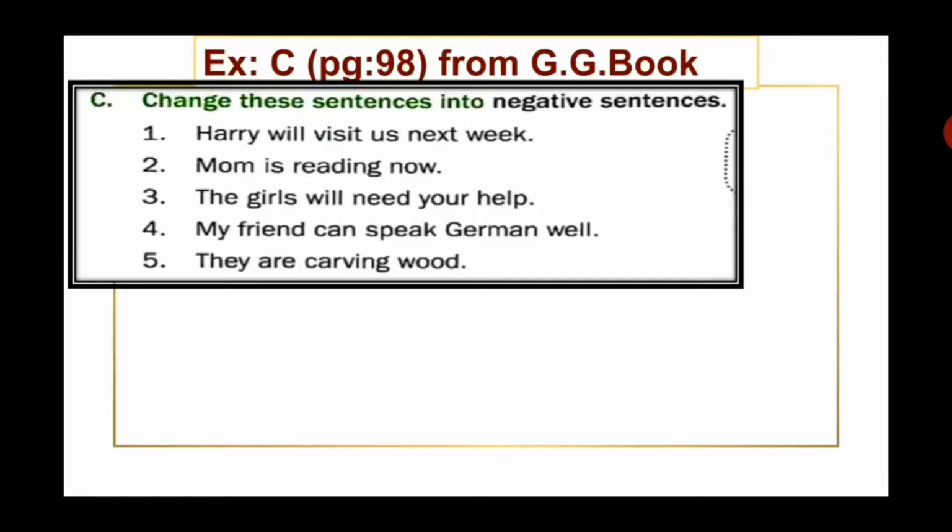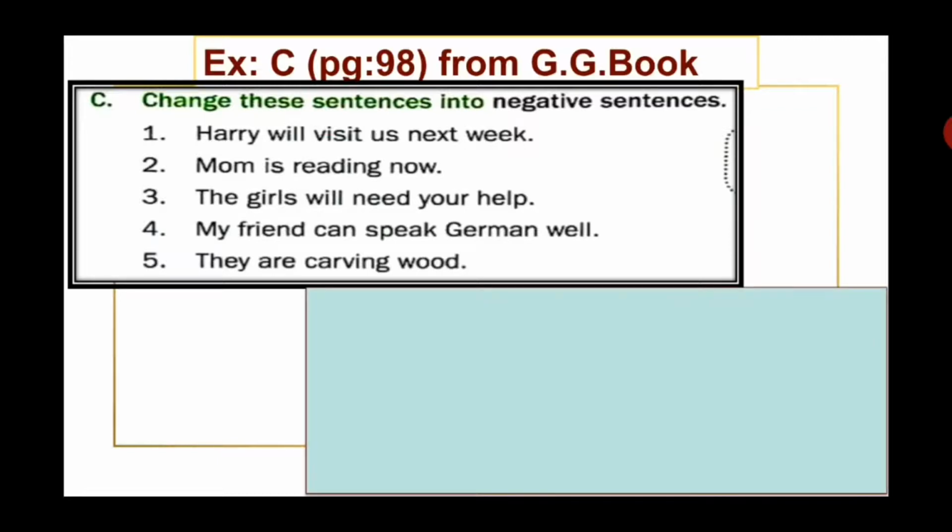So you can see that Harry will visit us next week. Here are two verbs. One is will, another is visit, right? Visit is the main verb, will is the helping verb here. Harry will visit us next week. So how to write the answer? In the middle, you have to use the not. Harry will not visit us next week.